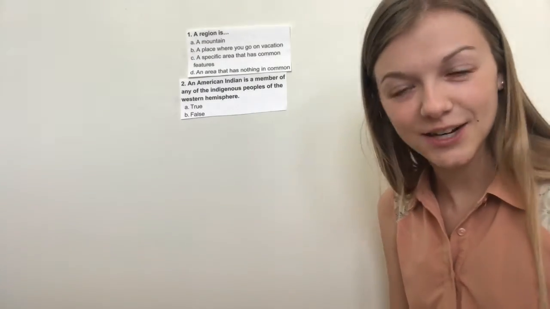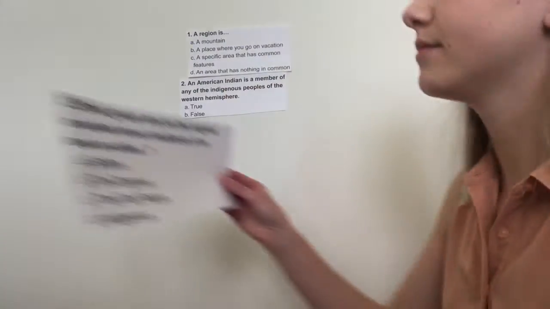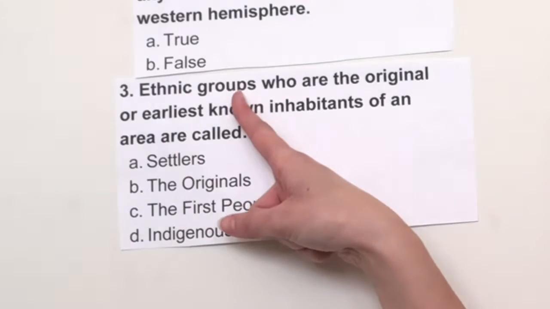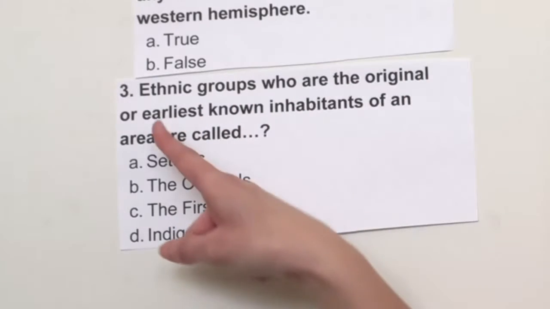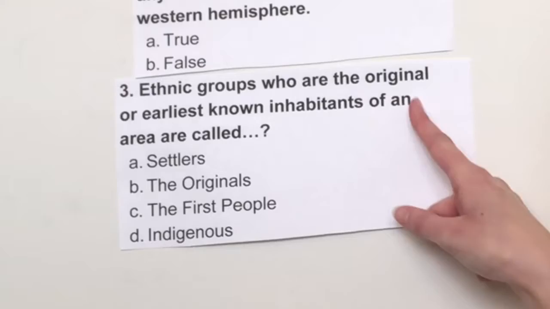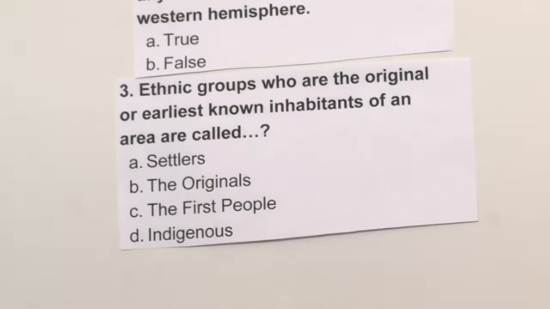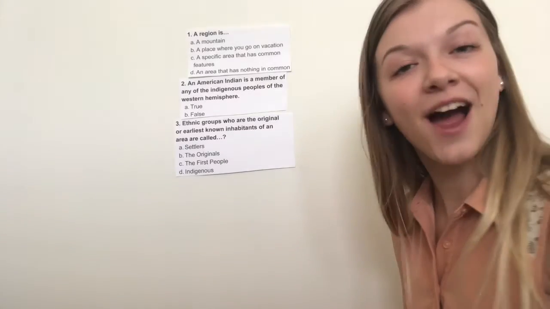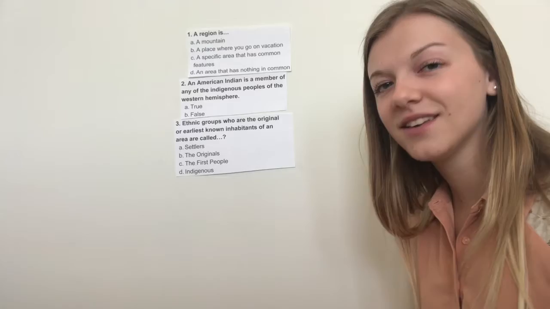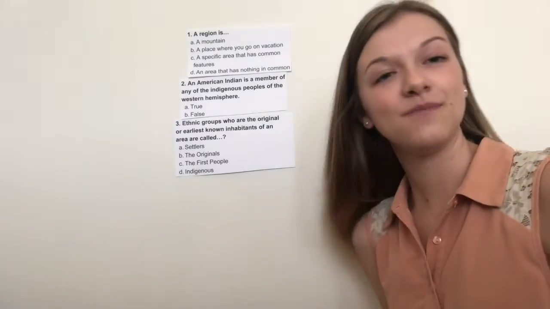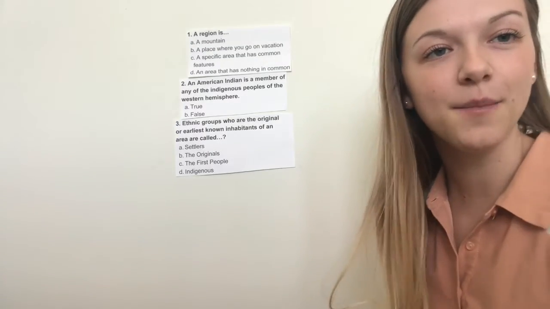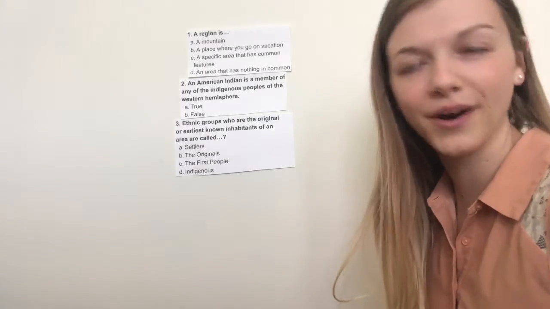Okay, moving on to question 3. Ethnic groups who are the original or earliest known inhabitants of an area are called A, settlers, B, the originals, C, the first people, or D, indigenous. So write down whether you think it is A, B, C, or D. Okay, if you need more time, you can always pause this video, but we are going to move on to question 4.